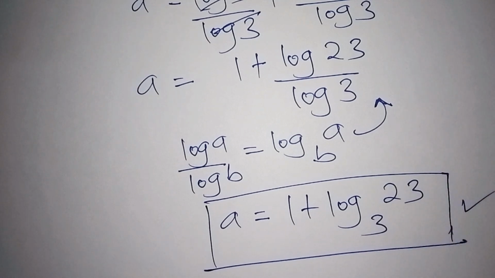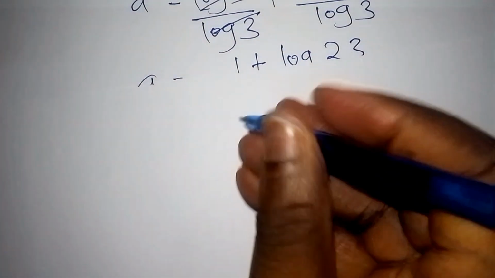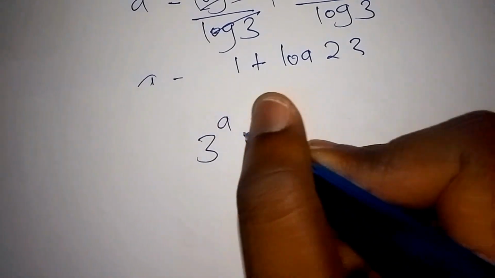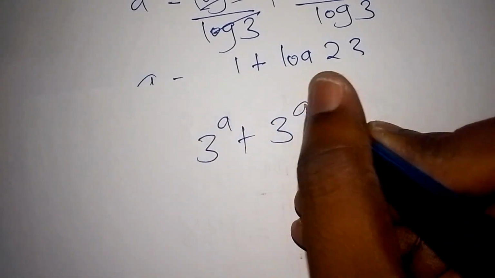So we can still confirm this answer by now checking it and see if we end up with the correct answer. So let's now confirm. So our maths problem that you had was 3 to the power of a plus 3 to the power of a is equals to 138.